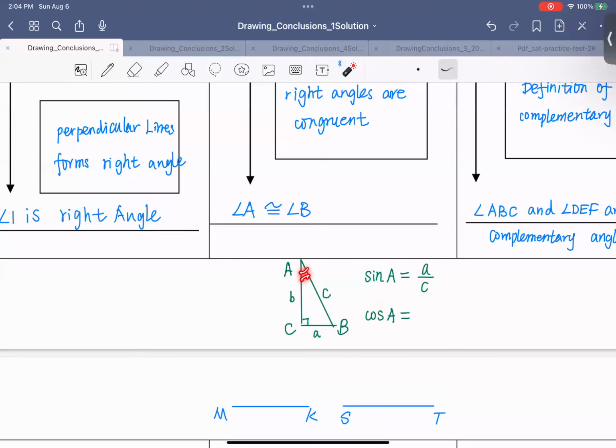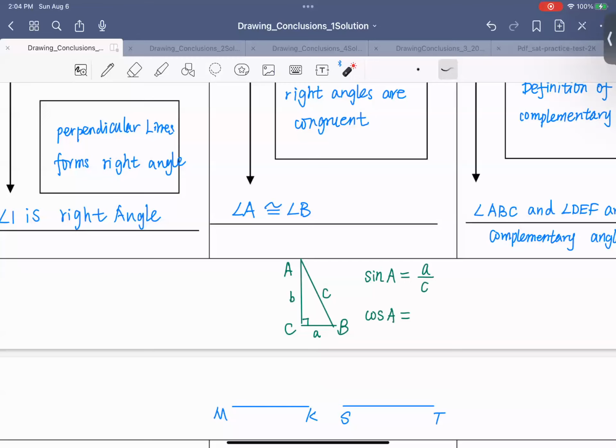For A, your opposite is lowercase a. For angle A, your adjacent is b. For angle B, your opposite is lowercase b. For B, your adjacent is lowercase a. So cosine A, you have the definition of, let me call Jeffrey. Just now, I said sine A is opposite over hypotenuse, but cosine A is adjacent over hypotenuse. So cosine A is who over who?